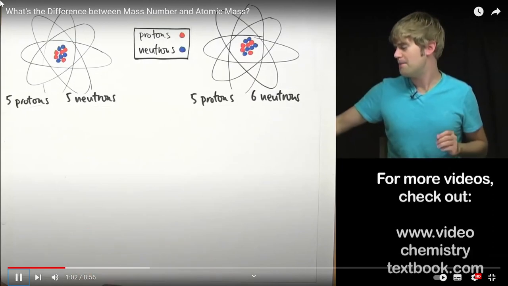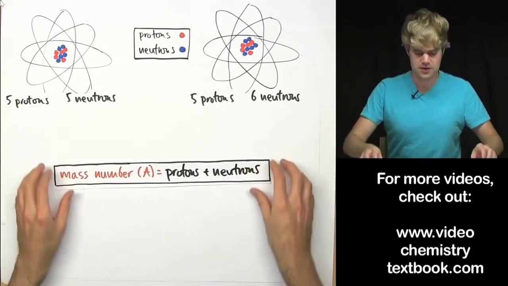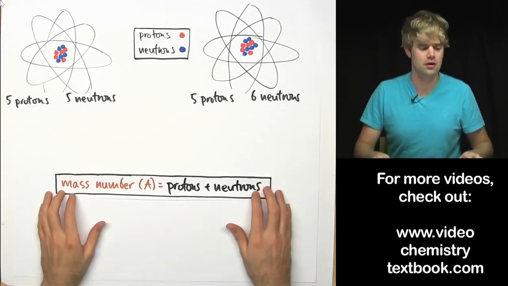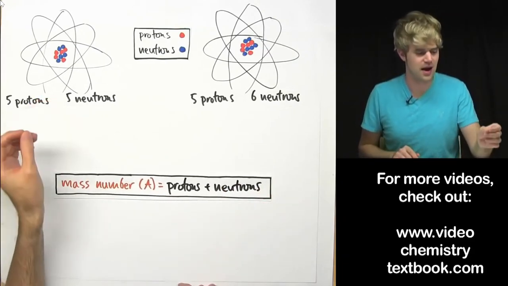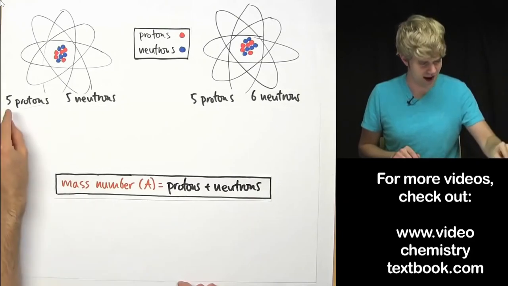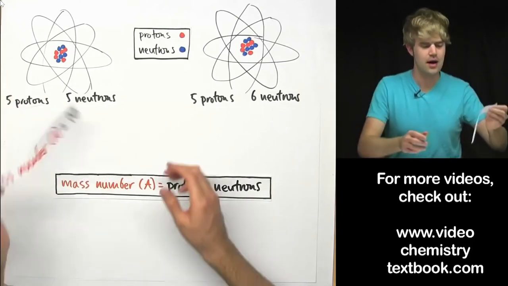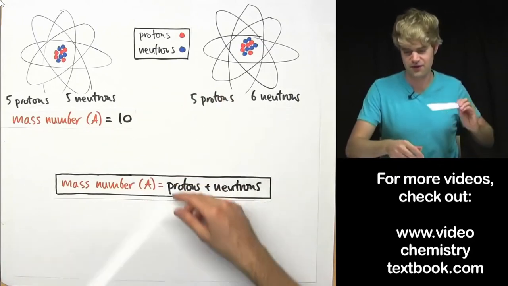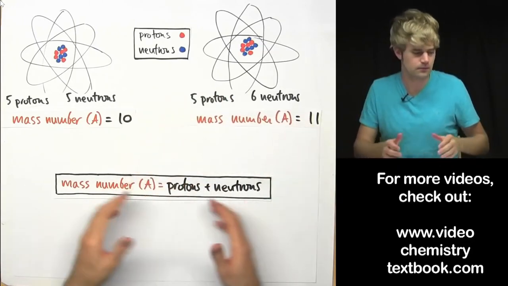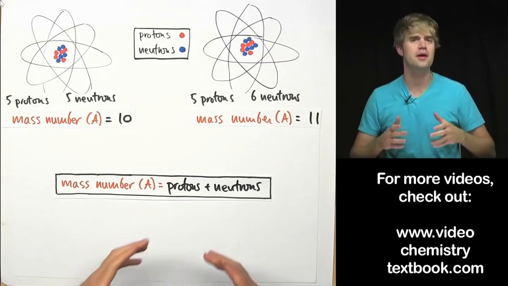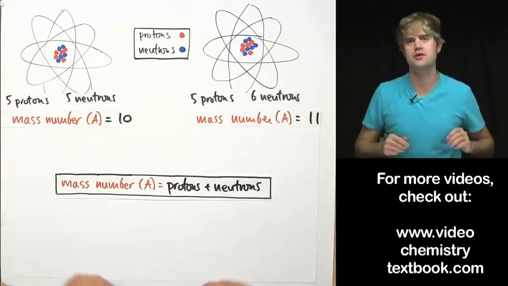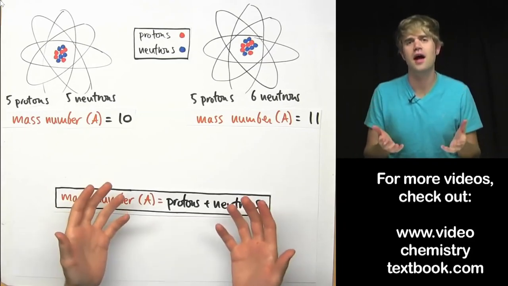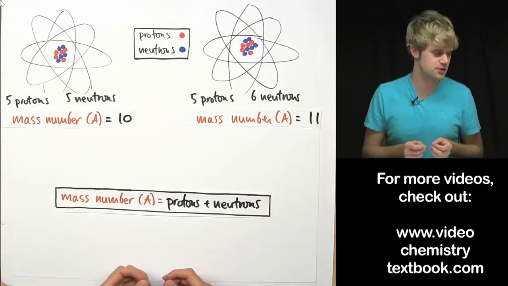So, mass number is the number of protons plus the number of neutrons. So you can fill this in. This atom here has a mass number of 10. 5 plus 5. And this atom over here has a mass number of 11, 5 plus 6. Mass number tells us how many protons and neutrons are in the nucleus of an atom. But it's also important because it gives us an idea of how much the atom weighs.